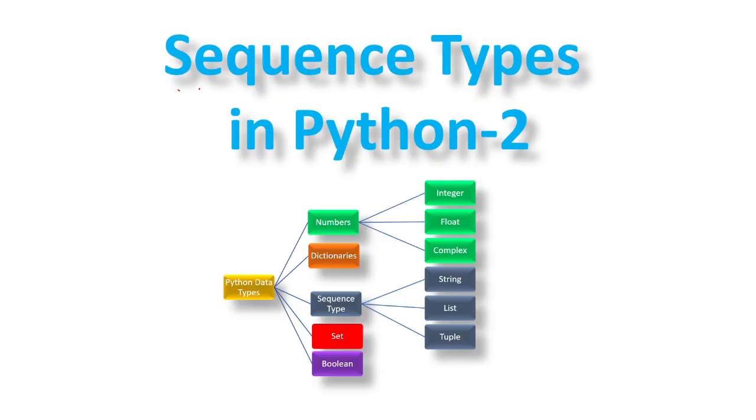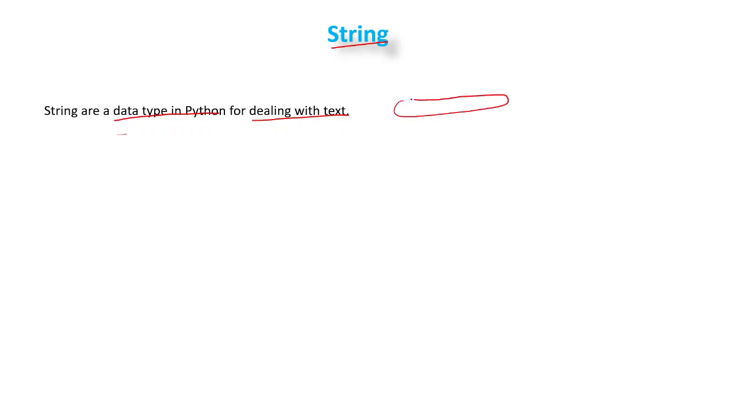Hello guys, in this video we are going to learn about the second type of sequence, and that is string. We have already covered list, so today we are going to cover strings. Strings are basically the data type in Python used for dealing with text. Whatever text you type is called a string type.